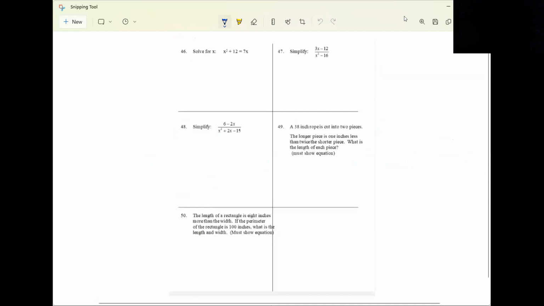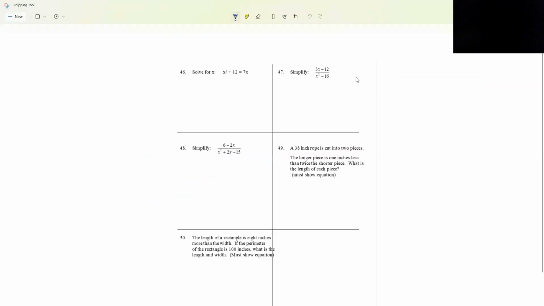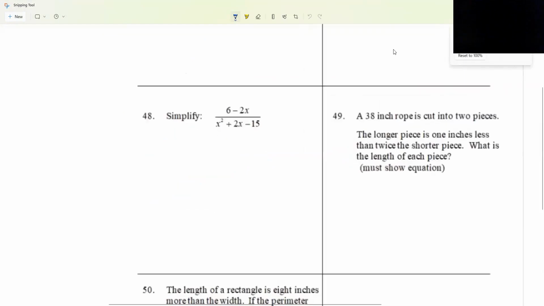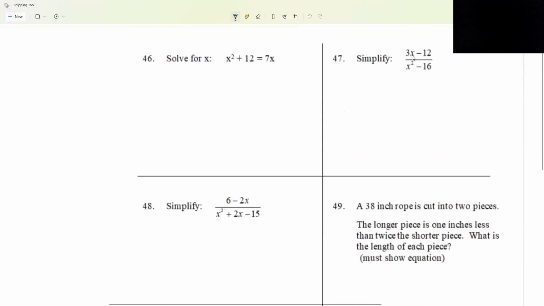Last page. Yay. Okay. And what I do is this is solving again. And this is a second degree. Remember, with second degree or higher, you're going to have to factor it. So I'm going to set it equal to 0. So I'm going to subtract x from both sides. Okay, 7x on both sides.